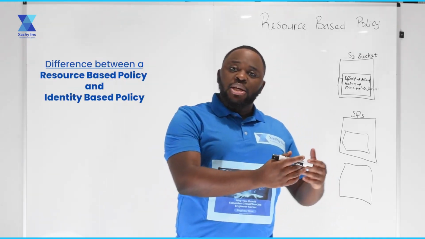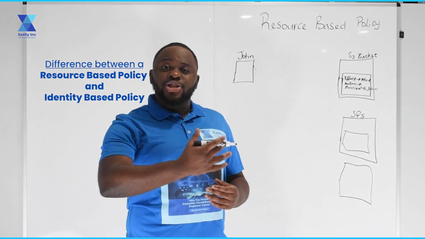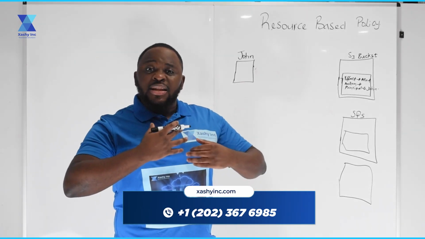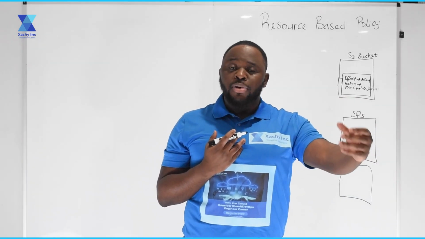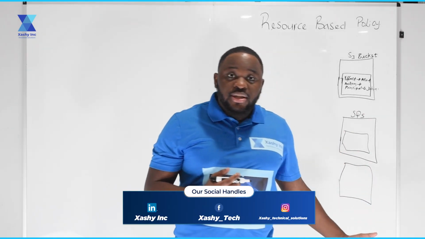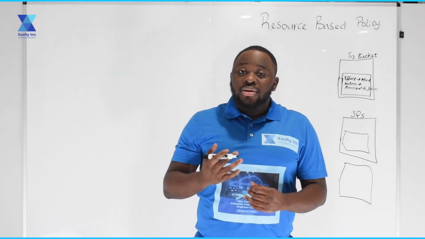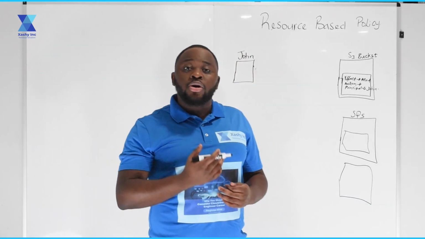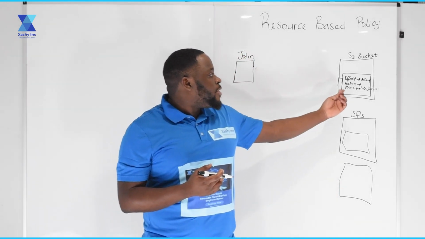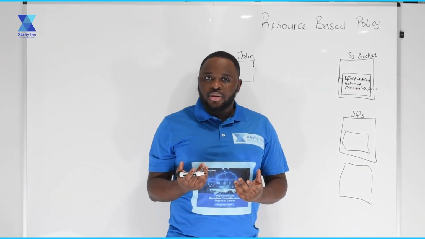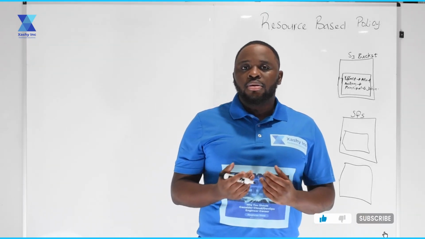So the difference between a resource-based policy and an identity-based policy is that an identity-based policy is attached to an identity, and it gives the identity permissions or denies the identity from making calls to a particular service or to a particular resource. A resource-based policy is attached to the resource and it allows or denies other principals from performing actions on the resource itself. So a resource-based policy is going to have a principal in its statement, whereas an identity-based policy is not going to have a principal in its policy statement.